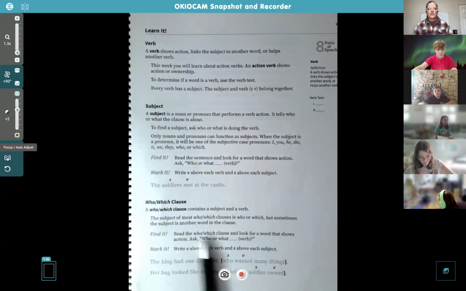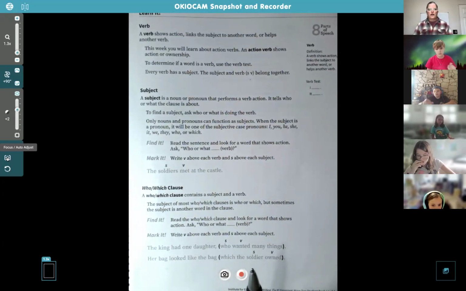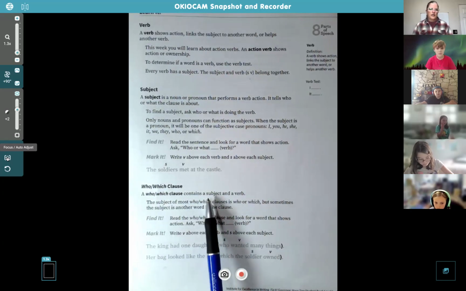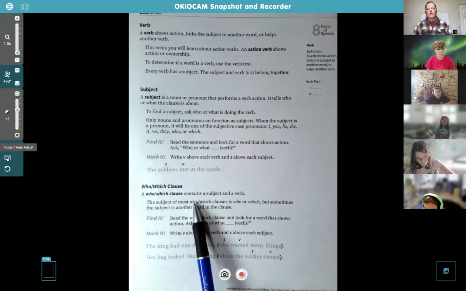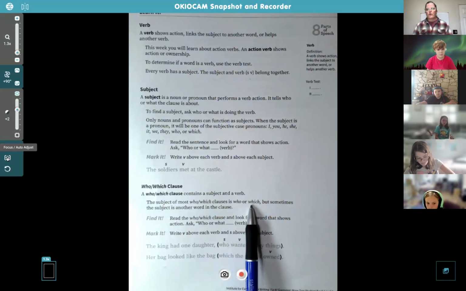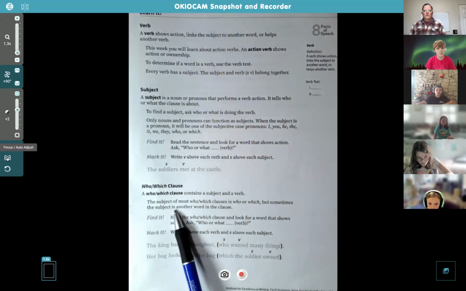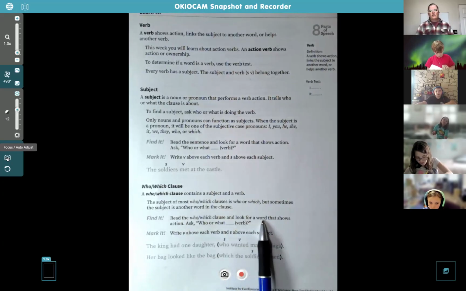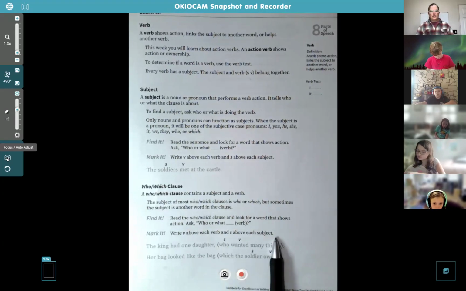And then there's the who which clause, which we know a little bit about. You're starting to use that in your stories now. The who which clause also contains its own subject and verb pair. The subject of most who which clauses is the word who or which. I know it sounds weird, but that is most of the time the subject. But sometimes the subject is another word in the clause. So you're going to read the who which clause and look for a word that shows action and then ask who or what. That's how we're going to do it again here.